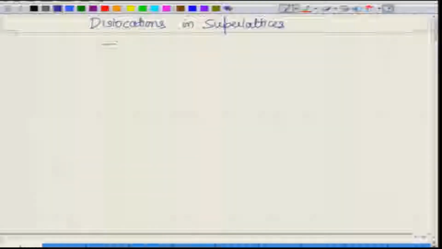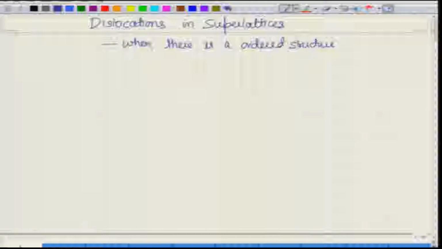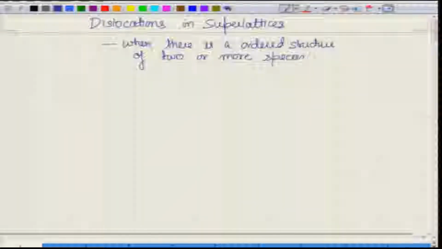So, the first thing is that when we talk about dislocation in superlattices, there is ordered structure of two or more species. We will understand in more detail what we mean by ordered, but for now it is just that there is a specific position for each of the species, that is what is meant by ordered. Species, I mean elements.